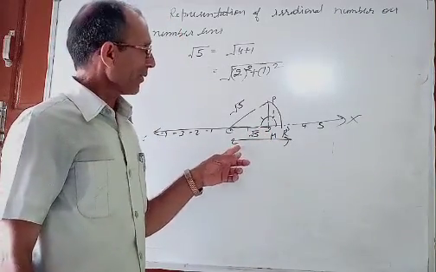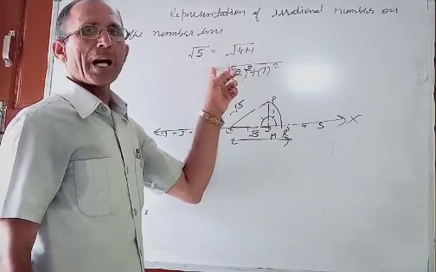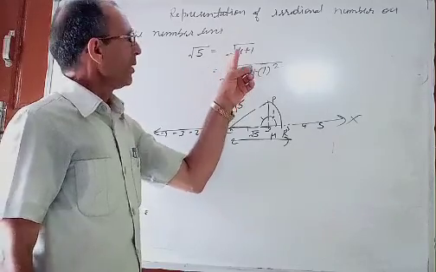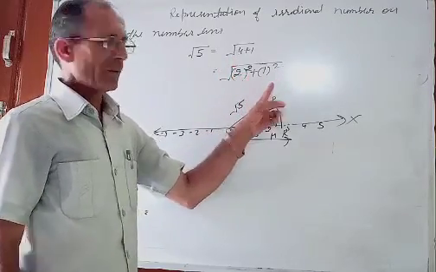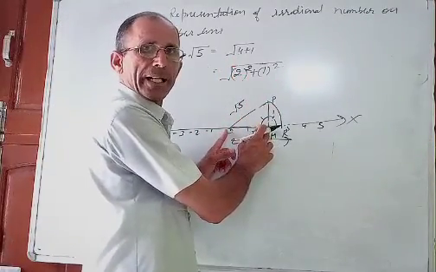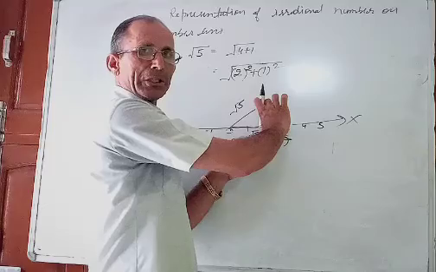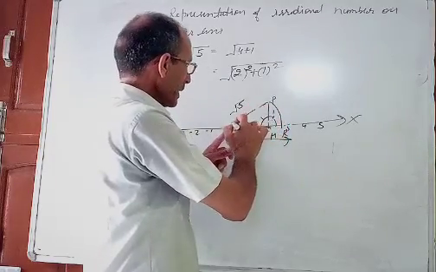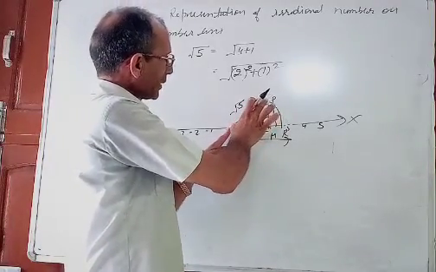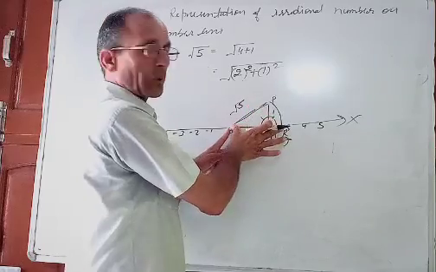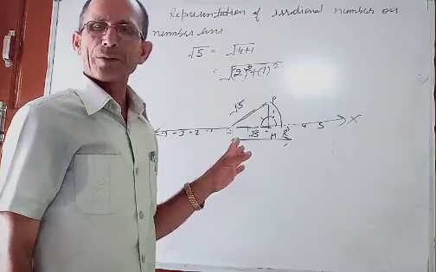Now if there is any confusion, once again I am repeating. We have to represent root 5 on the number line. Root 5 is the hypotenuse of that right angle triangle whose base is 2 and perpendicular is 1. Take 2 units as a base and make a 90-degree angle and cut 1 unit as a perpendicular. This is the hypotenuse whose length is root 5. But we have to represent it on the number line. So take a radius equal to this and cut from here on the number line. So OR is representing root 5 on the number line.